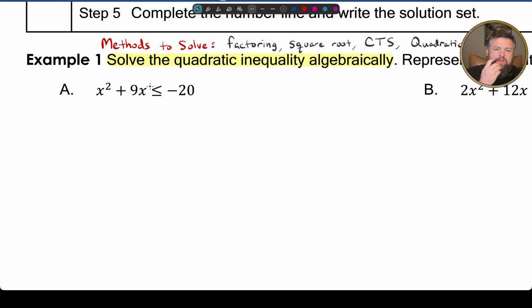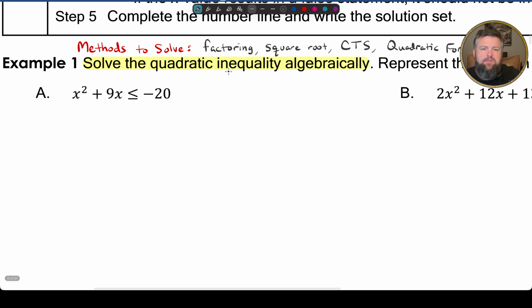This is the second part of the video. In this one, we're going to cover example 1. We're going to solve the quadratic inequality algebraically. So we have methods available to us that we've gone over.